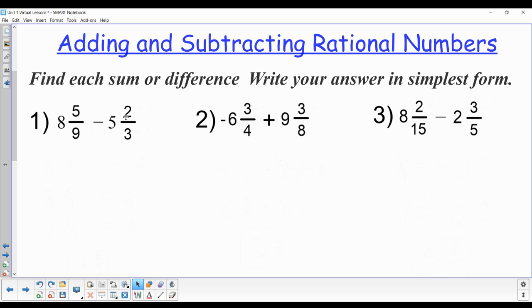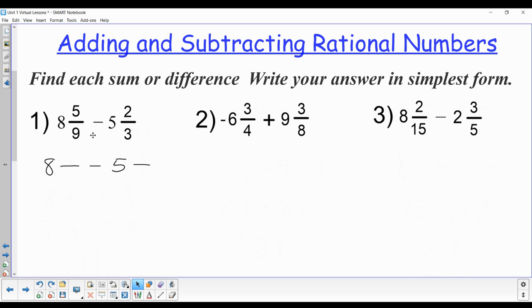So the first thing I want you to do when doing these problems, we have 8 and 5/9 minus 5 and 2/3. There's no negatives. We can just start working on finding a common denominator. So underneath the 8, you're going to put an 8, put a fraction bar. Under the minus, put a minus. We're going to work down. Under the 5, put a 5, and under 2/3, put a blank fraction bar. And then you need to find a common denominator.